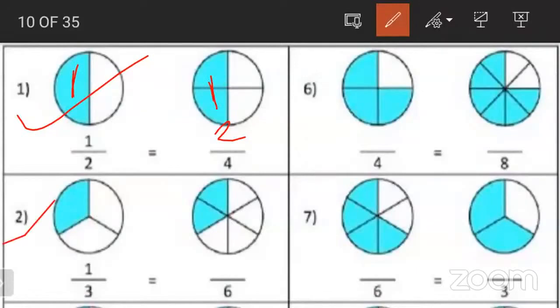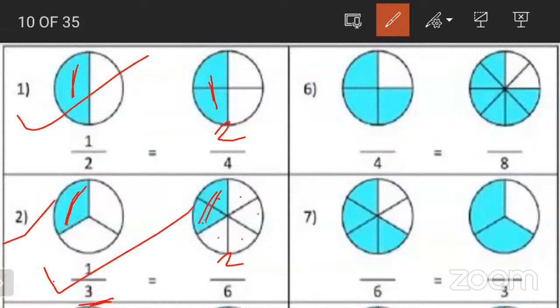Now look at the second example. The first figure is divided into how many parts? 3 parts. Out of the 3, 1 part is taken, that is colored. Now the second figure is divided into 6 equal parts, you can count 1, 2, 3, 4, 5, 6. What numerator do I have to write here? 2 upon 6, because 2 parts are colored here. If you observe that the colored portion of this figure and this figure is equal, so this is also the equivalent fraction.